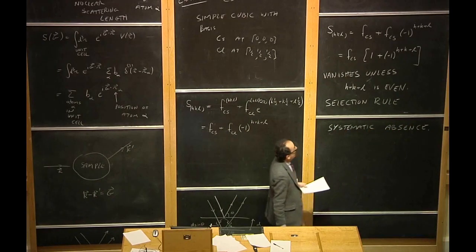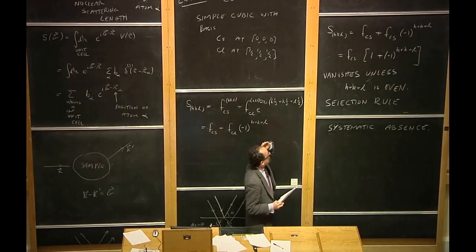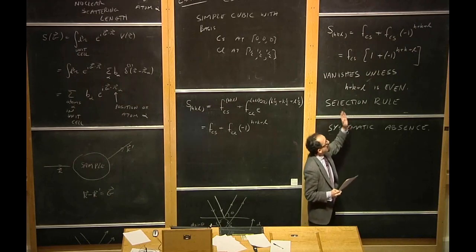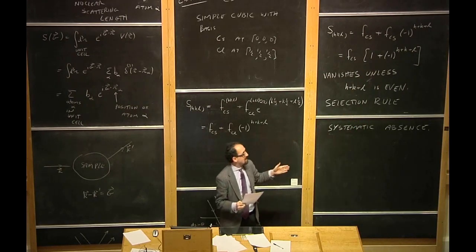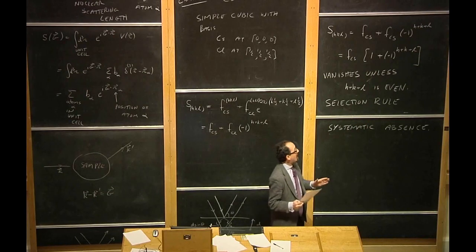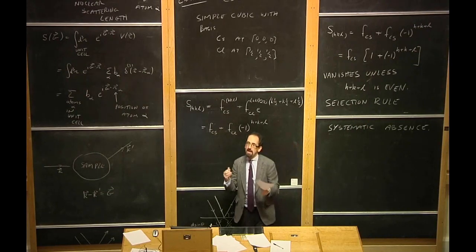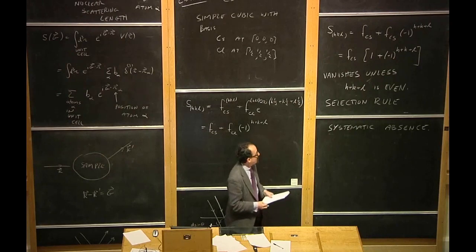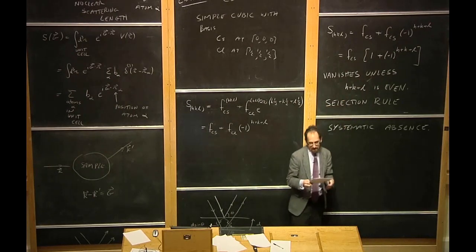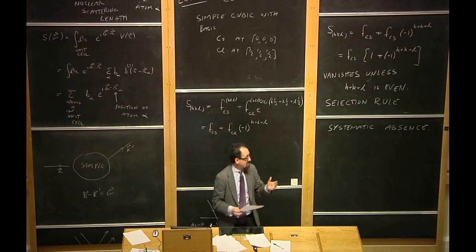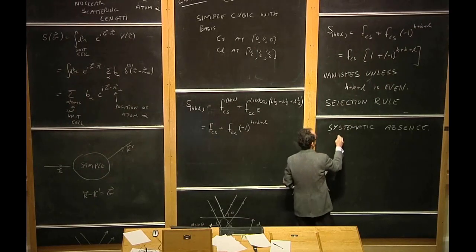Systematic absence. The idea being that you will get no scattering unless h plus k plus l is even. So all of the Miller indices with h plus k plus l being odd have no scattering at all. They are systematically absent from the scattering. Or in other words, in order to get scattering, you must satisfy this selection rule. And this is generally true for BCC lattices.